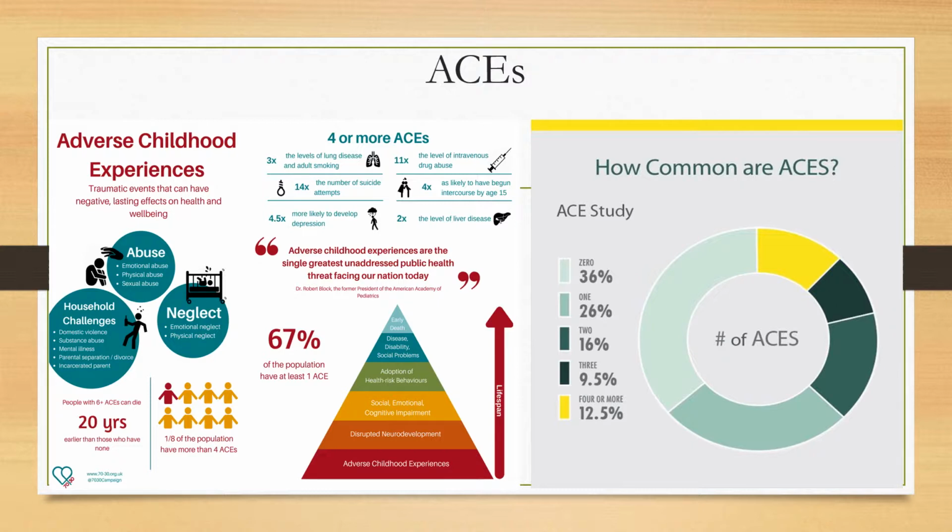This graphic here talks about the number of people who have at least 1 ACE. It gives some indication of, again, the statistics. So 1/8 of the population have more than 4 ACEs. And here, people with 4 or more ACEs are 3 times as likely to develop lung disease and engage in smoking. They're 14 times more likely to attempt suicide. They're 4.5 times more likely to develop depression. 11 times more likely to use intravenous drugs and abuse them. And they're twice as likely to suffer from liver disease. Okay, so these are really significant issues, not just in terms of behaviour, mental health and physical health. This is across the spectrum of these children's lives.